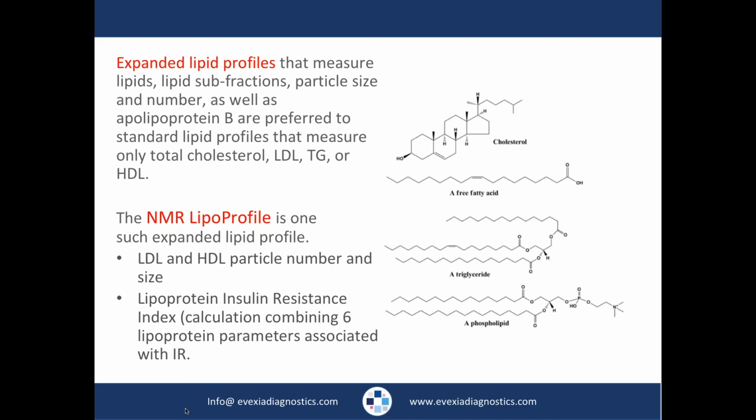Now, this NMR LipoProfile is the expanded lipid profile, and it's going to give you numbers on low density lipoproteins, high density lipoproteins, their particle size and numbers, the ones that are directly related to risk factors for cardiovascular disease. This profile also gives you what's known as a lipoprotein insulin resistance index. Via a calculation, they look at 6 lipoprotein parameters that are associated with insulin resistance. So you're also going to get back an insulin resistance index on this particular panel.